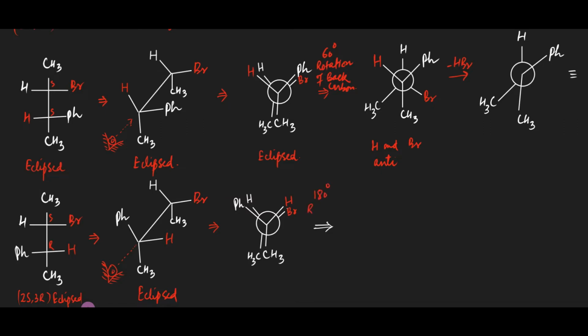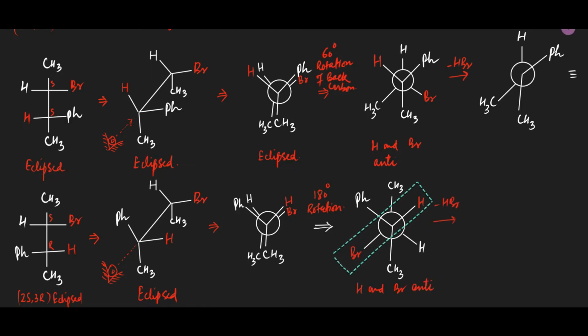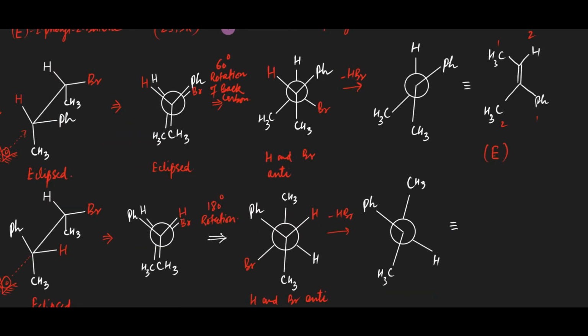So, we need 180 degrees rotation of one carbon to make the required anti-arrangement of Br and H for elimination. After such a rotation of back carbon, now H and Br are anti. Remove the HBr molecule. We now get this product, in which phenyl and methyl are on same side, and methyl and H are on same side. Redraw this molecule, and check out that this turns out to be Z-alkene, as the similar priority groups are on the same side across the double bond.